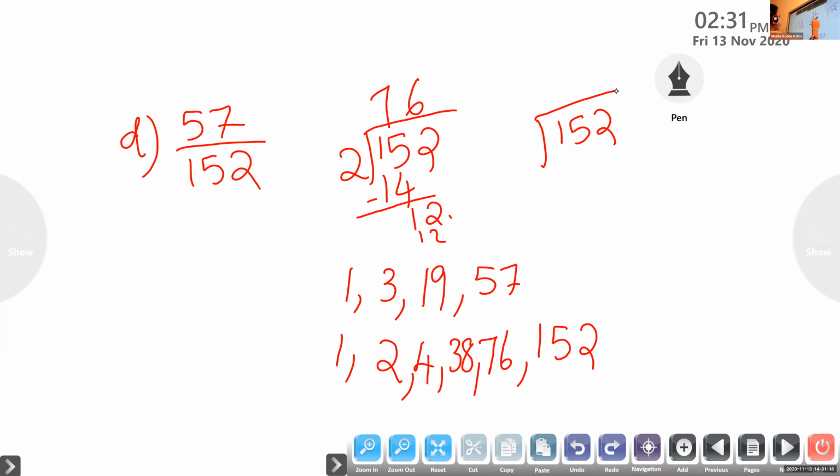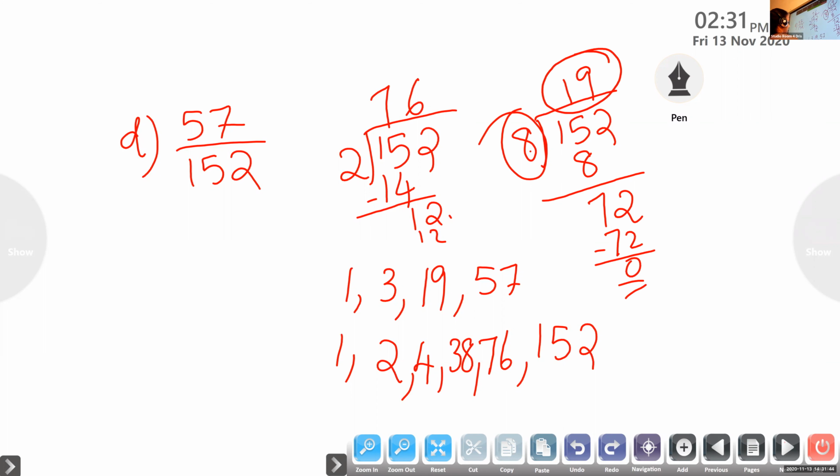So I'm checking whether it is divisible by 8. Ma'am, 19 is possible. 1 into 8 is 8. Ma'am, 19 into 8. 72. So how will we get 19? You have to divide by 8, then only you will get 19. So 9 into 8 is 72. So 8 is a factor and 19 is another factor. So here we will get 8 and 19. So the highest common factor is 19.